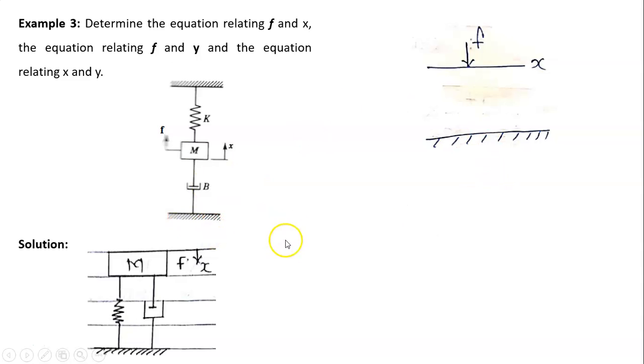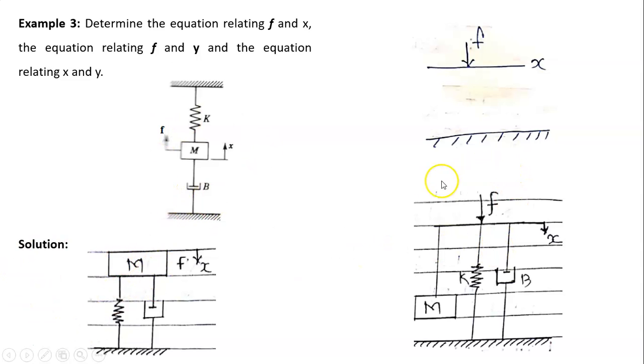Now, what is the second step? We have to insert the elements as per their position in the original diagram. Therefore, this is our grounded chain representation. We have inserted the elements. Now, you just see spring K is connected to the X coordinate at one end and to the ground at the other end. Damper B is likewise connected to the X coordinate at one end and to the ground at the other end.